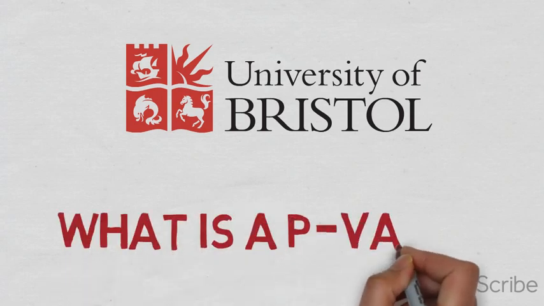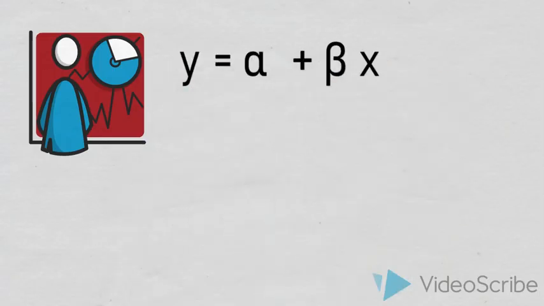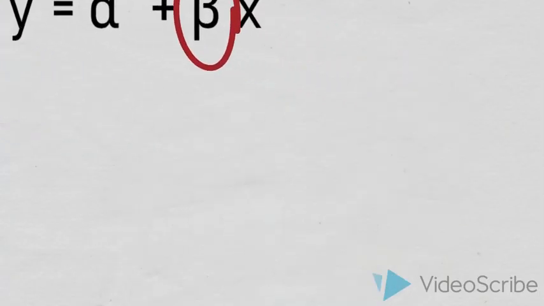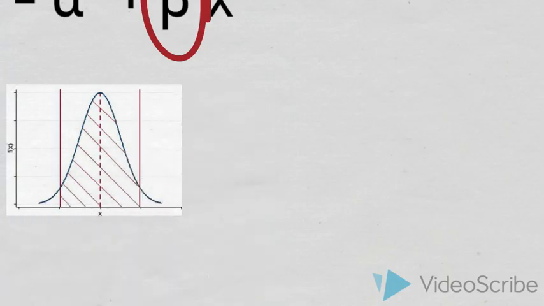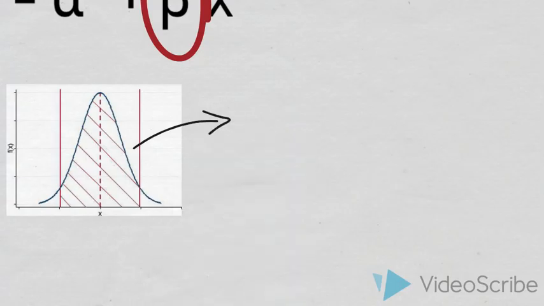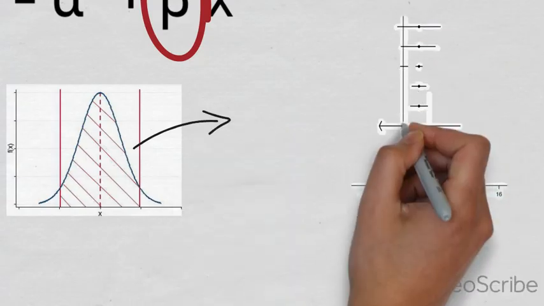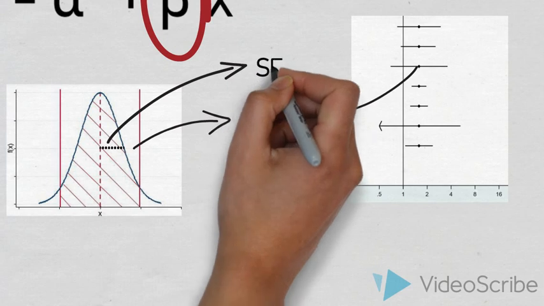What is a p-value? The main goal of a statistical analysis is to estimate a parameter, often a regression coefficient, and to quantify the uncertainty in the estimated parameter value. The main way that we do this is to calculate a confidence interval. Usually, we report 95% confidence intervals. The 95% confidence interval provides a range of values in which we're 95% confident the true population value lies. The width depends on the standard error of the estimate.